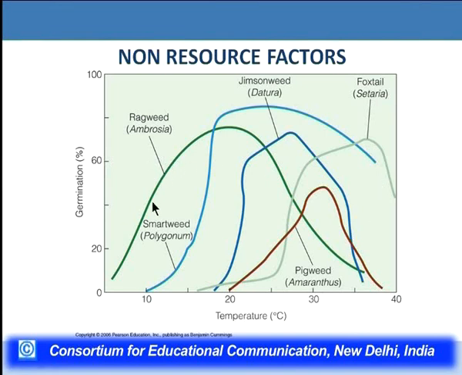Whereas ragweed germinates to a greater extent when the temperatures are low. So there is a specific region where the grasses can germinate, but depending on the temperature, there is a specific competition occurring between different species. So it is basically a non-resource competition where temperature is deciding which species becomes the superior competitor.